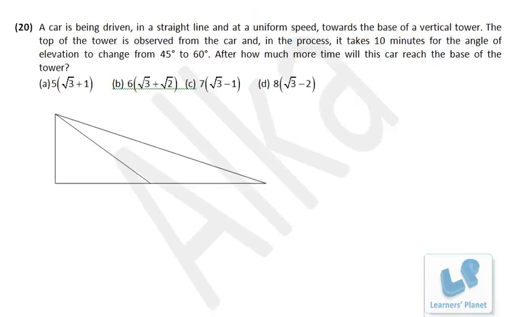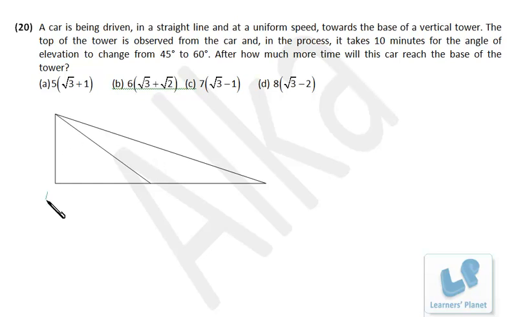Friends, let's discuss this problem from trigonometry. A car is being driven in a straight line and at a uniform speed towards the base of a vertical tower. Now top of the tower is observed from the car, and in the process it takes 10 minutes for the angle of elevation to change from 45 to 60. After how much more time will this car reach the base of the tower?